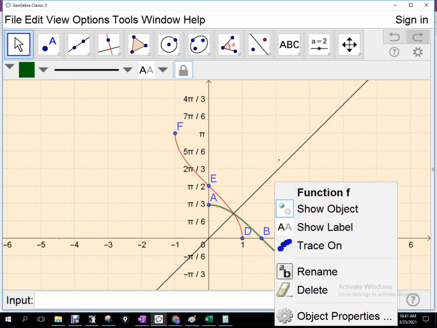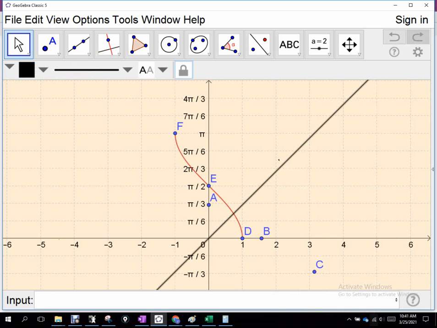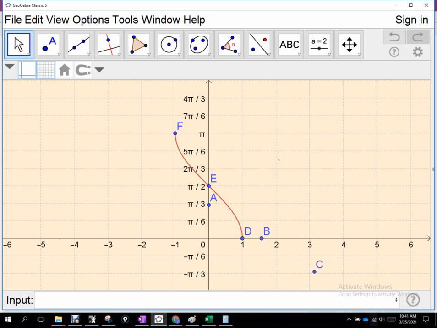But let's hide this one. Let's get rid of that. There is your cosine inverse. And you see the x values now, or where that thing is defined, are between negative 1 and 1. And you see that the y values go from 0 to pi, or 0 to 180 in degrees. Does that make sense?